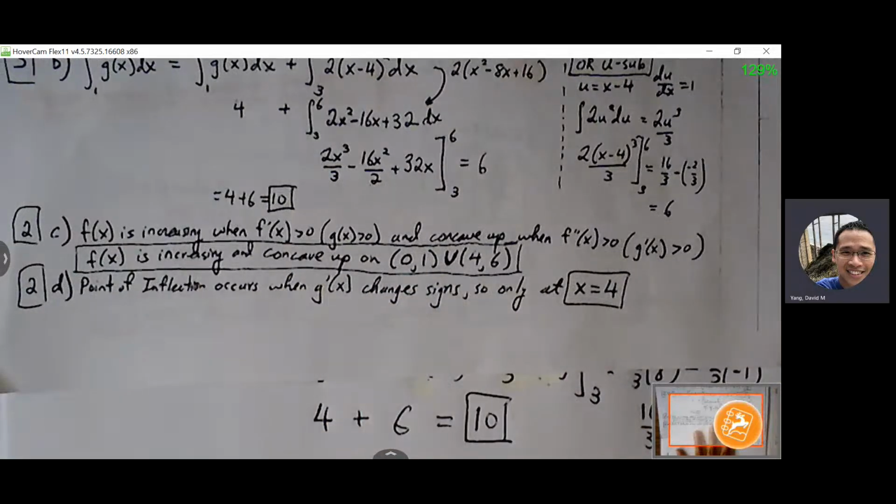So increasing and concave up from 0 to 1 and 4 to 6. Point of inflection on the derivative graph is a peak or valley of the graph. Hills or valleys of the graph, and there's only one valley, so it's only going to be at x equals 4, where f prime changes sign.